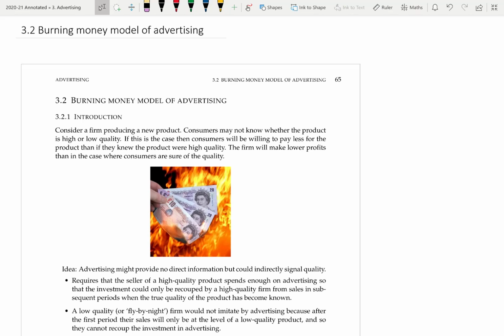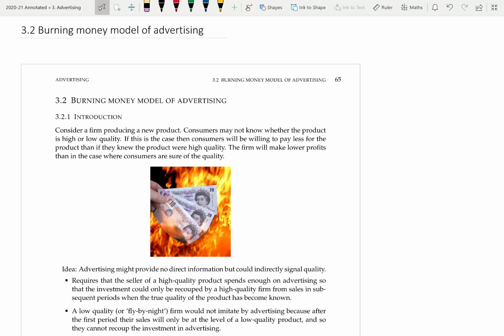In this video, we're going to look at the burning money model of advertising. So consider a situation where a firm is producing a new product and consumers may not know whether that product is high or low quality. If consumers don't know whether the product is high or low quality, then they'll be willing to pay less for the product than if they knew the product were high quality. And therefore the firm will make lower profits than in the case where consumers are sure of the quality.